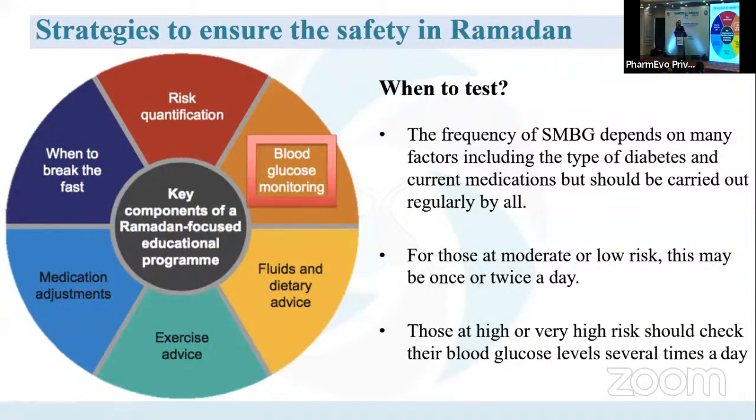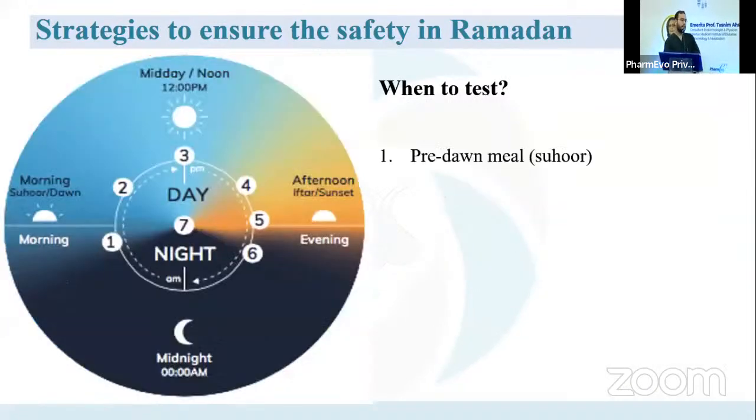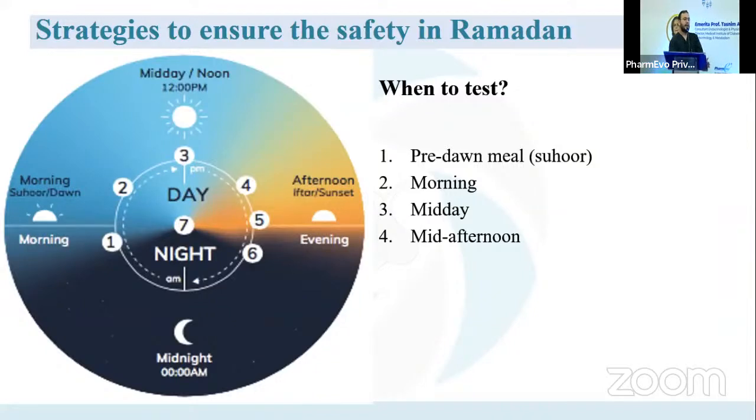For those at low to moderate risk, this may be either once or twice a day or as per the need. And those at high or very high risk who are still opting to fast should check their blood glucose levels several times a day. It is at least 6 to 7 times: pre-dawn meal before suhoor, then in the morning, then at midday, and then in the mid-afternoon, pre-sunset meal, that is before iftar, and then 2 hours after iftar, and at any time when there are symptoms of hypoglycemia or feelings of being unwell.